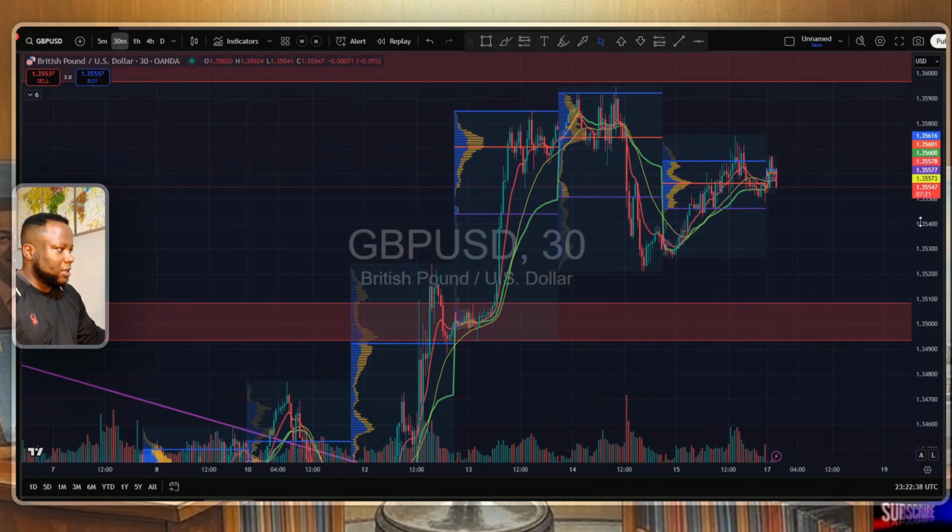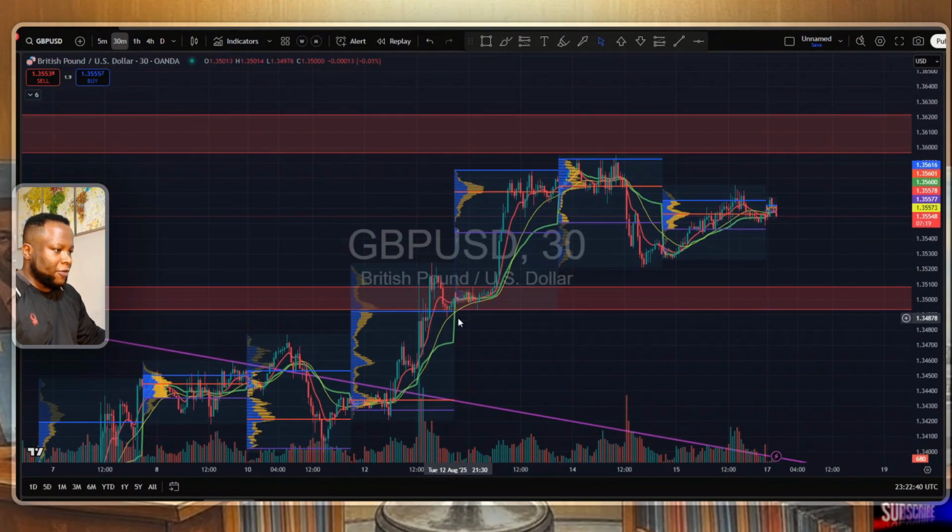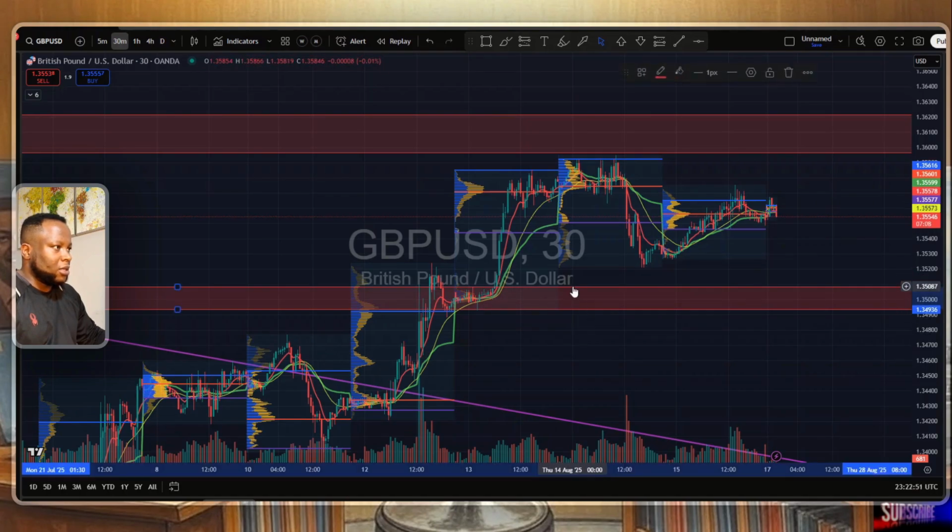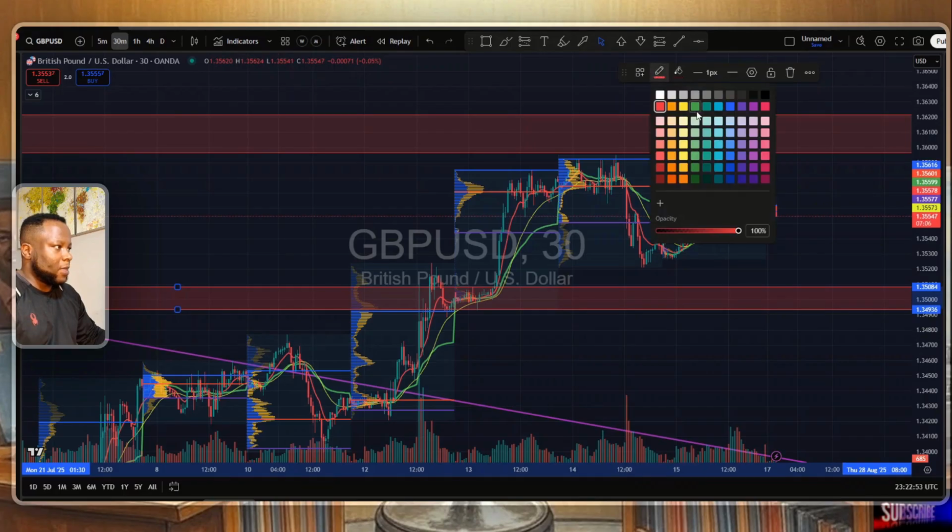So if you look at this, this is a kind of a demand area and volume profile, because we had a consolidation here and we had this big move. Price retraced but didn't get all the way down to this area. So I have this area marked up, and I'll mark this as green. It's where you can buy the pound USD.